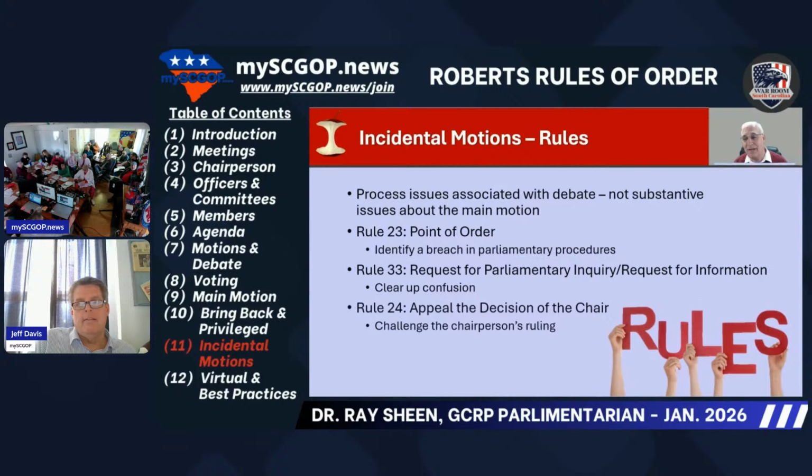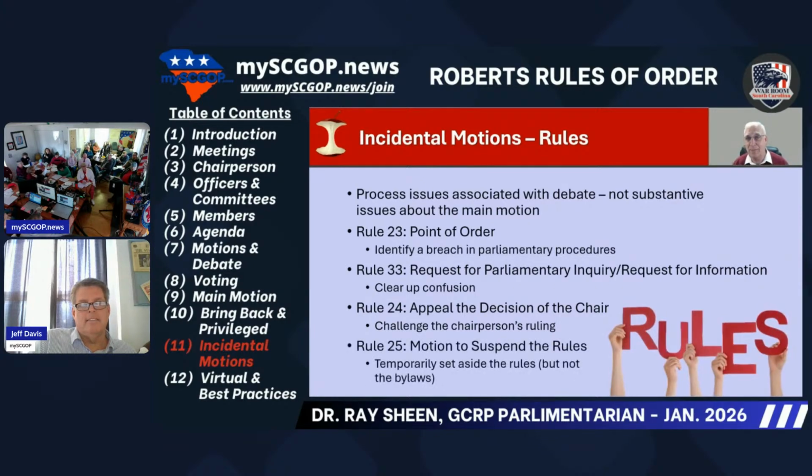The next incidental motion is no surprise, given that in some cases the rulings here have been done by the chair. This is a motion to appeal the decision of the chair and is discussed in Robert's Rule 24. This motion challenges the ruling made by the chair. Like the point of order, the person making this motion can interrupt the person who has the floor. However, in this case, this motion does require a second. The motion is debatable, but it cannot be amended. A majority or a tie sustains the ruling of the chair.